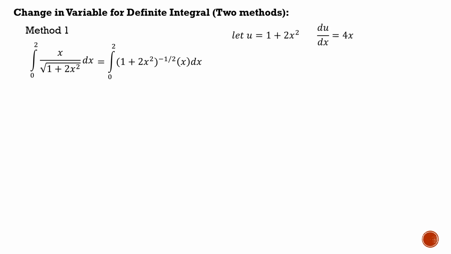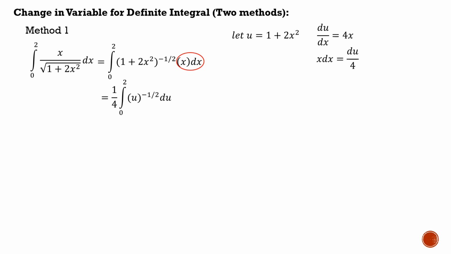So we let u equal 1 plus 2x squared. We take the derivative. We end up with du/dx is equal to 4x. Remember what I'm looking for? I'm looking for x dx. So therefore, cross multiply and solve for x dx, and I end up with du over 4. Okay, now I rewrite the integral in terms of u. I replace the 1 plus 2x squared with u, so I get u to the negative 1/2.